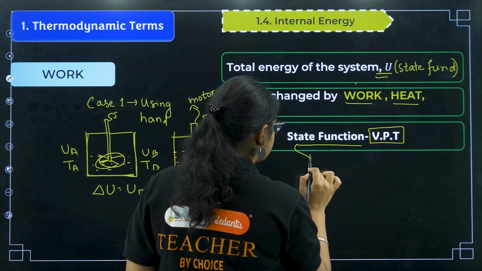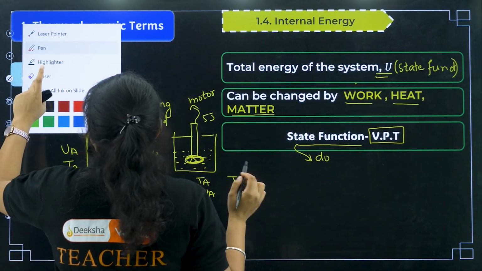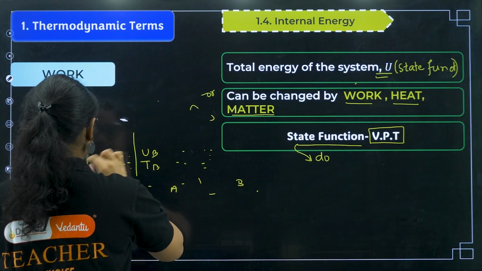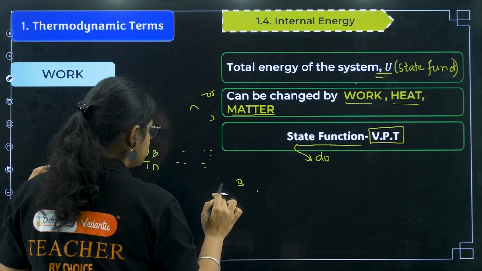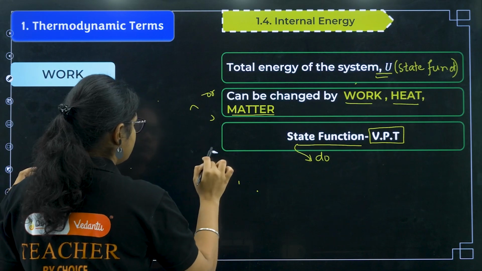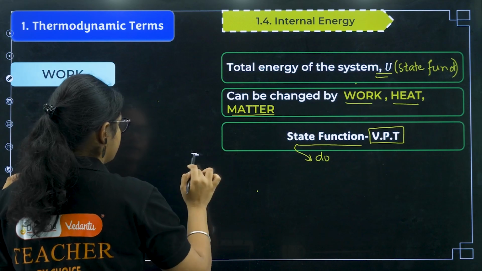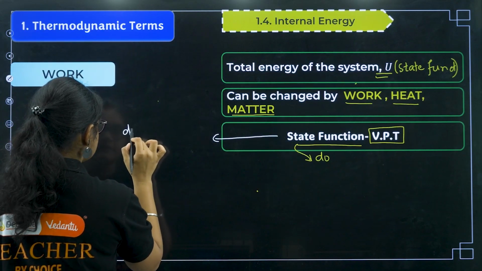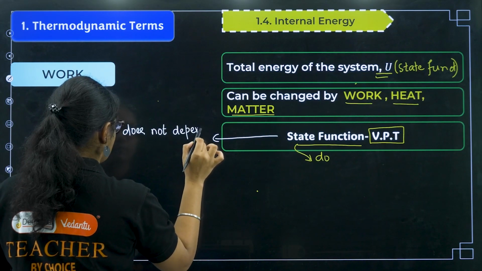Now I can define state function. So I hope this is clear. What is a state function? It doesn't depend on the path followed, whether you did it by hand or you did it with electricity. If you do the same amount of work, then the same temperature will be there, and then we will also have the same change in internal energy. So I can write here that state function means does not depend on path.